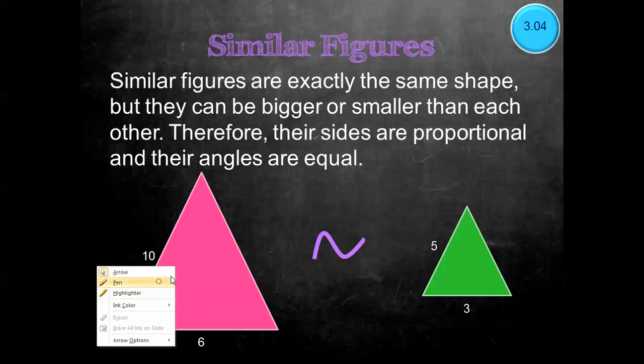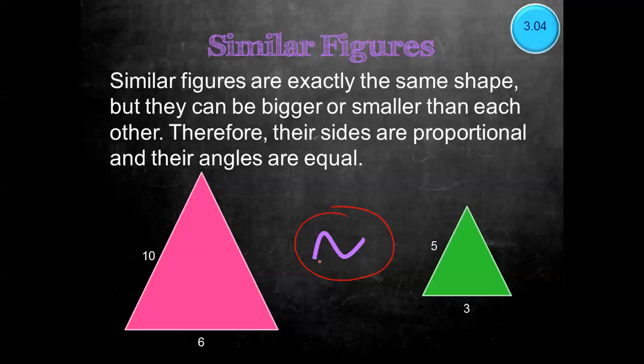This little squiggly line here is what we use to denote similar. So this says it's similar, no line underneath or anything, just a little squiggly line. Okay. And when we say that sides are proportional, what that means is that one side over the corresponding side is equal to one side over that corresponding side. So if I had 10 over 5 equals 6 over 3, that would be correct because 10 over 5 is 2 and 6 over 3 is 2.